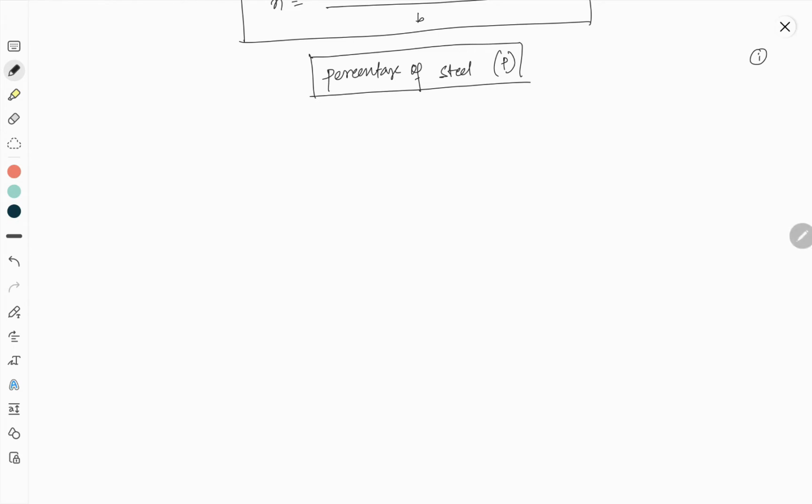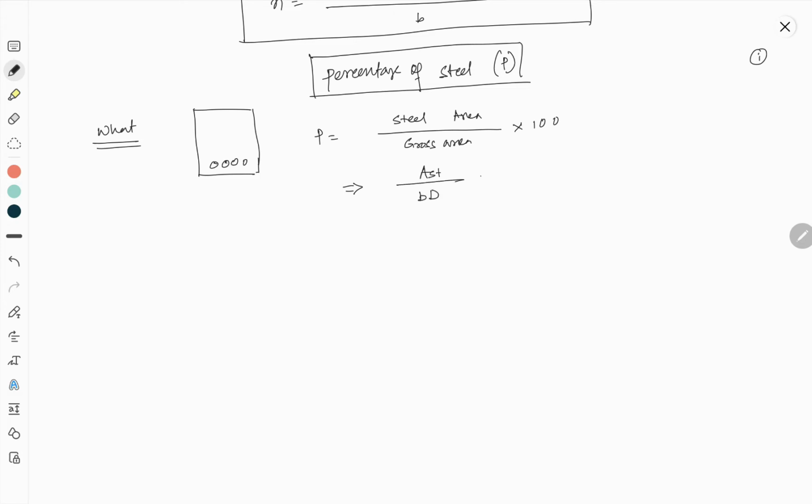First, understand what we mean by percentage of steel. Suppose this is your cross section and this is your steel. So percentage of steel means steel area by gross area into 100. So this is AST, this is B, this is D, into 100.